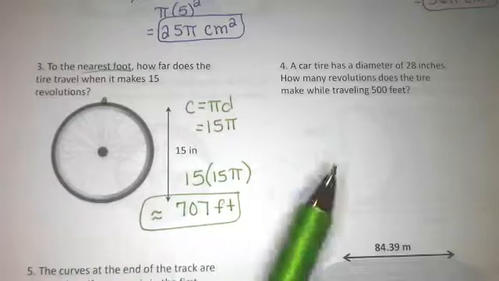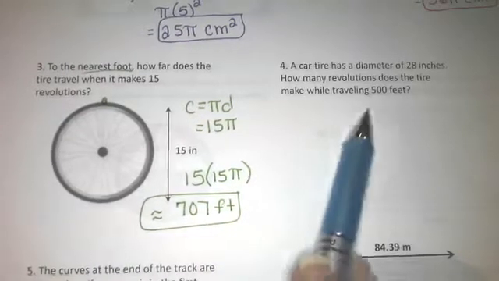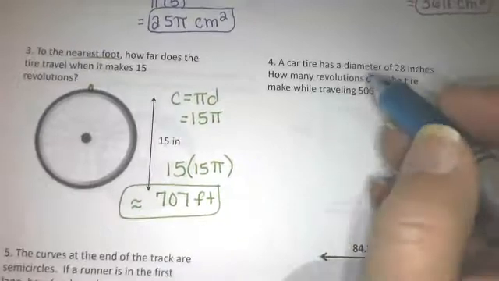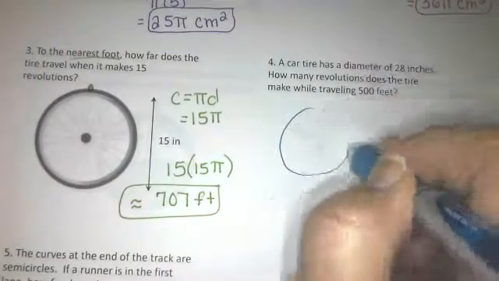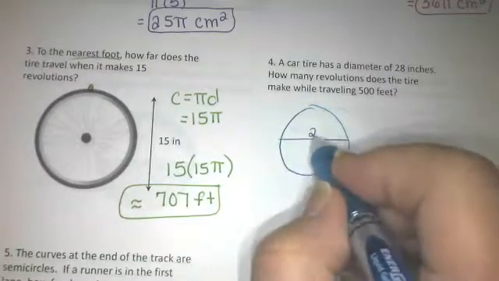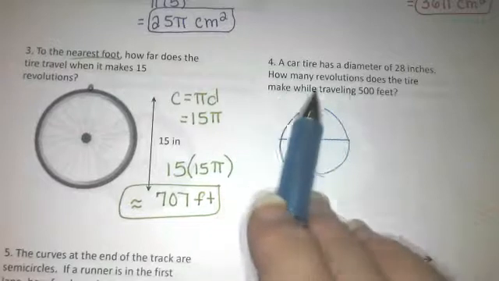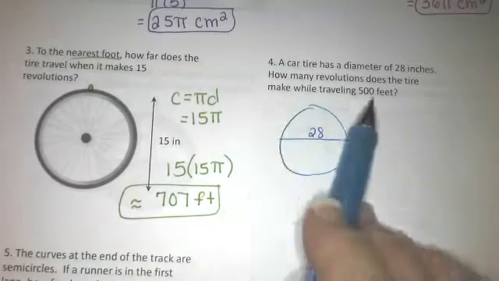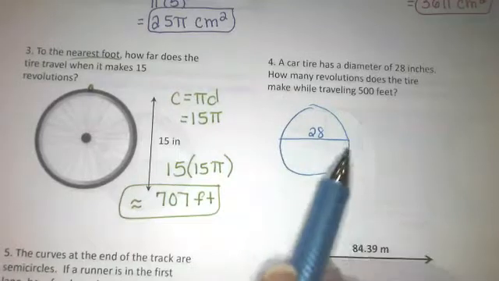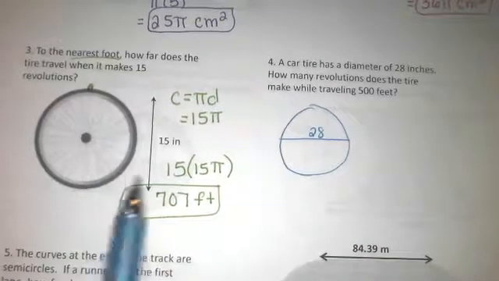Now we're going to do the same question kind of in reverse. A car tire has a diameter of 28 inches. So you're going to learn really quickly that I can't draw circles, so just bear with me. The diameter is 28 inches. Yeah, I draw eggs. It just happens. How many revolutions does the tire make while traveling 500 feet? So they're kind of going backwards, aren't they? So it's this question only in reverse.